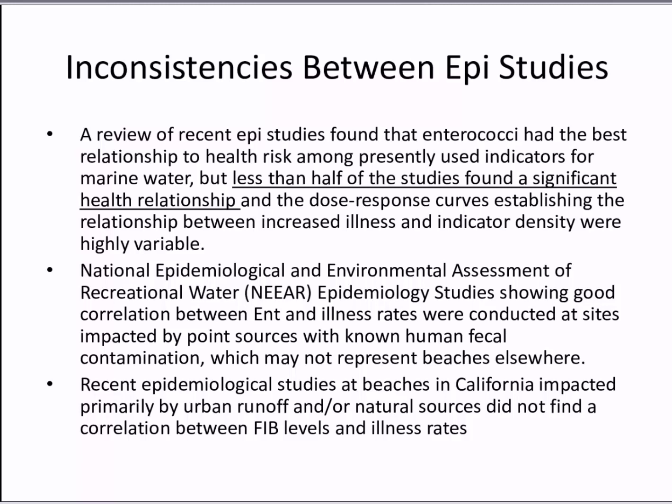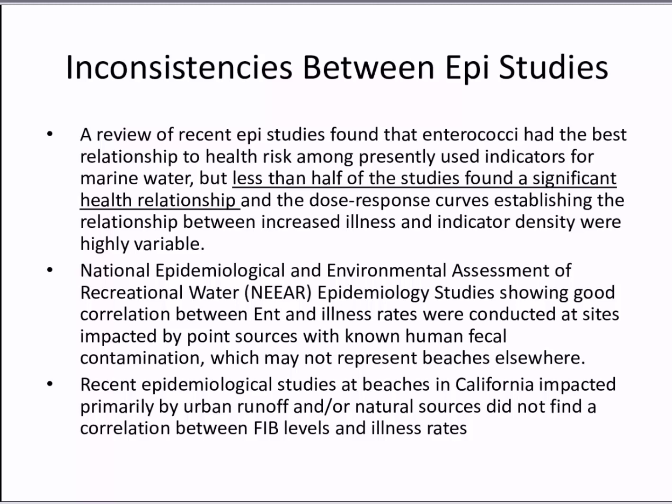A review of recent epi studies found that Enterococci had the best relationship to health risks among the different indicators principally used for marine water, but less than half of the studies found a significant health relationship. And the dose-response curves establishing the relationship between increased illness and indicator density were highly variable.